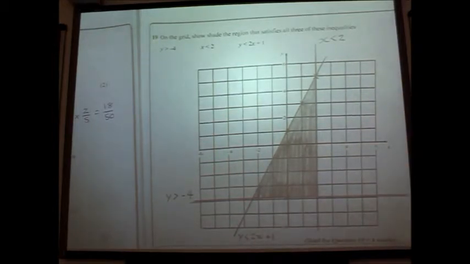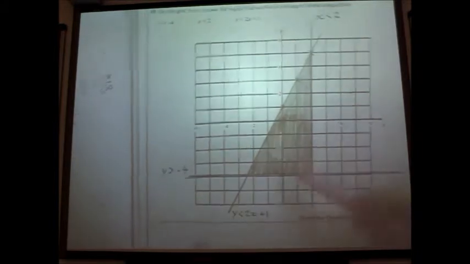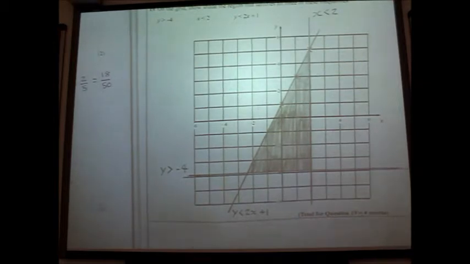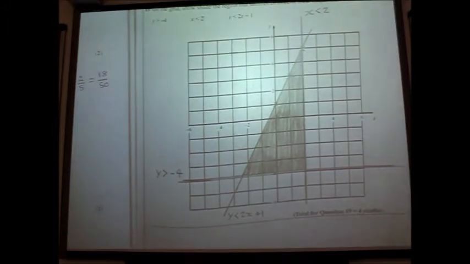Shade the region on the grid that satisfies all of these three inequalities. It's always the bit in the middle. So there you go, just shade it in. Even if you're not happy with what I've done there, just draw a couple of the lines on and you'll pick some marks up for it. But if you get to the stage where you can shade it in, just shade it in.